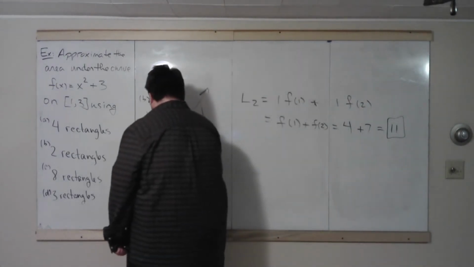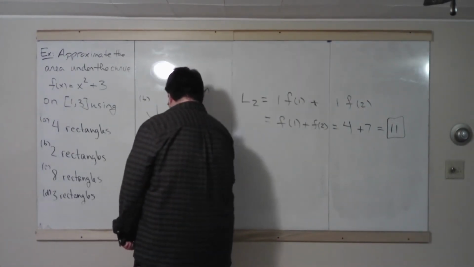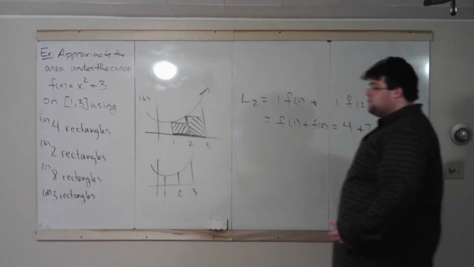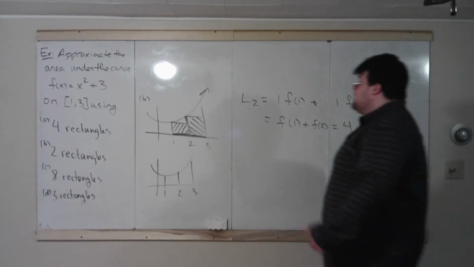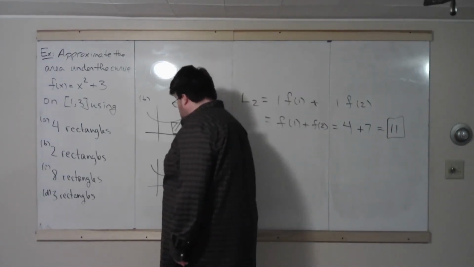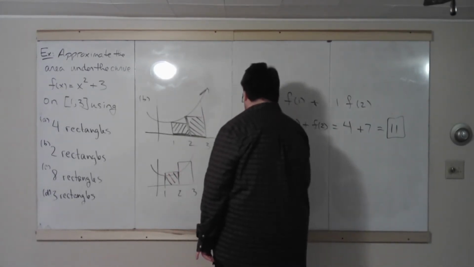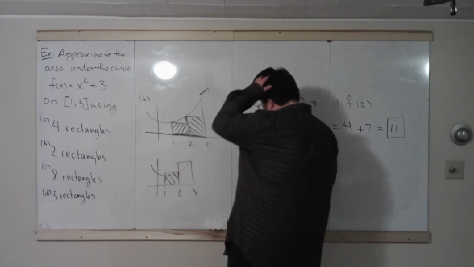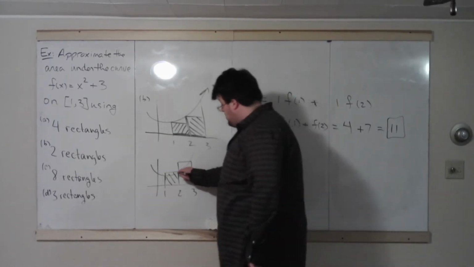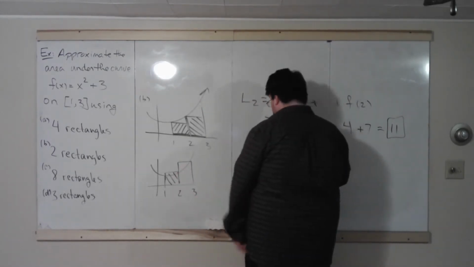And how about the right-hand approximation? Well, we still have 1 to 3. We're dividing that into 2 pieces, which puts the middle point at 2. But the right-hand approximation is going to give us these rectangles. First one, so R2. The one side is 1. The height is now given by this line, f at 2.